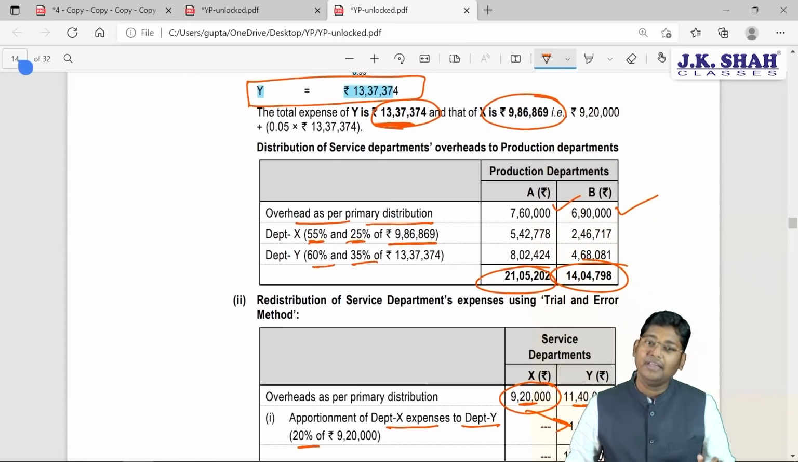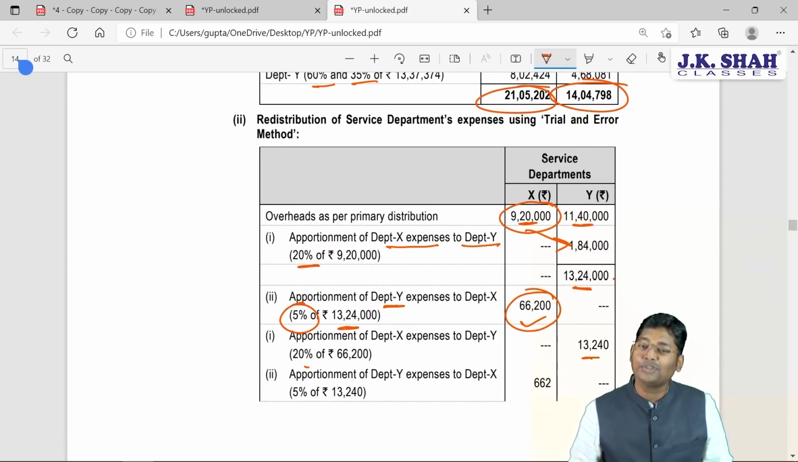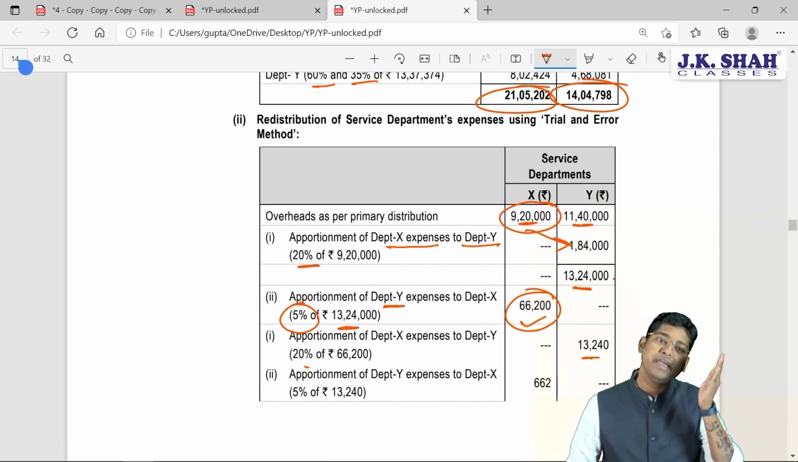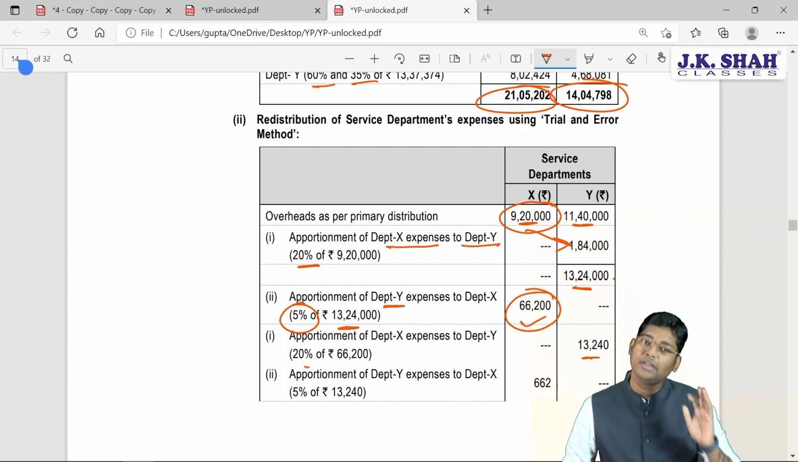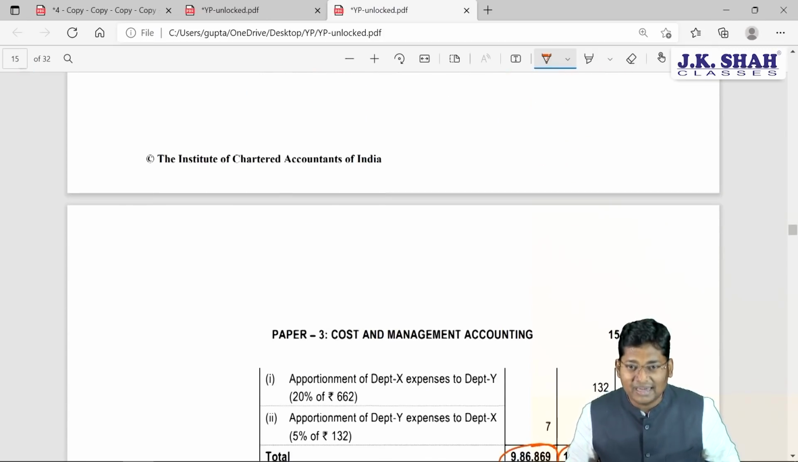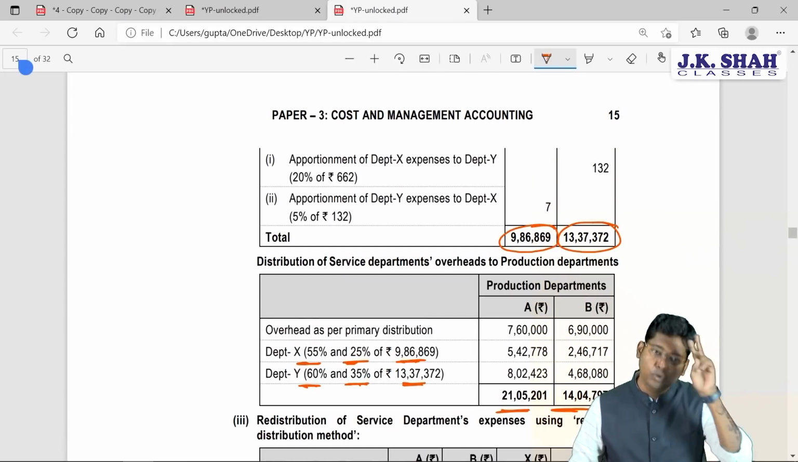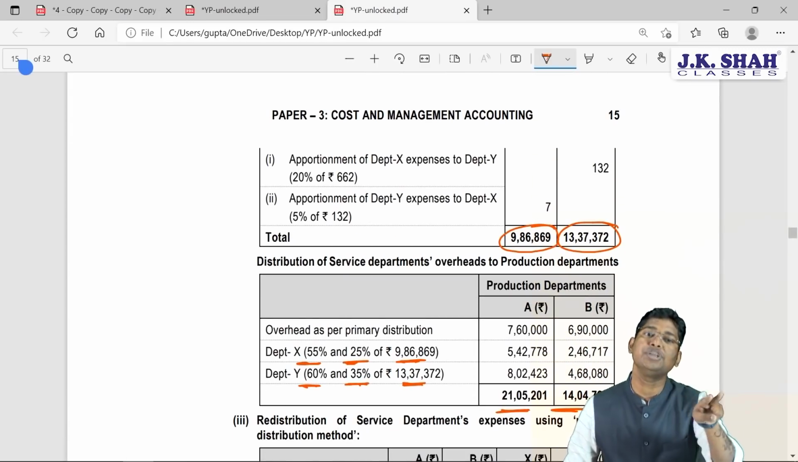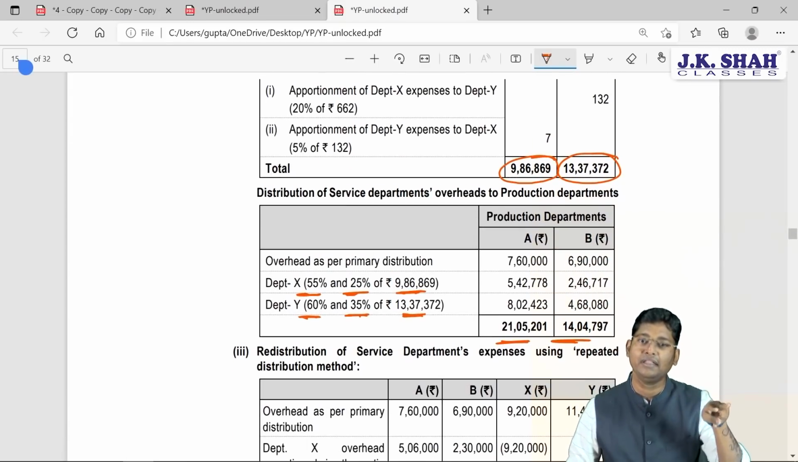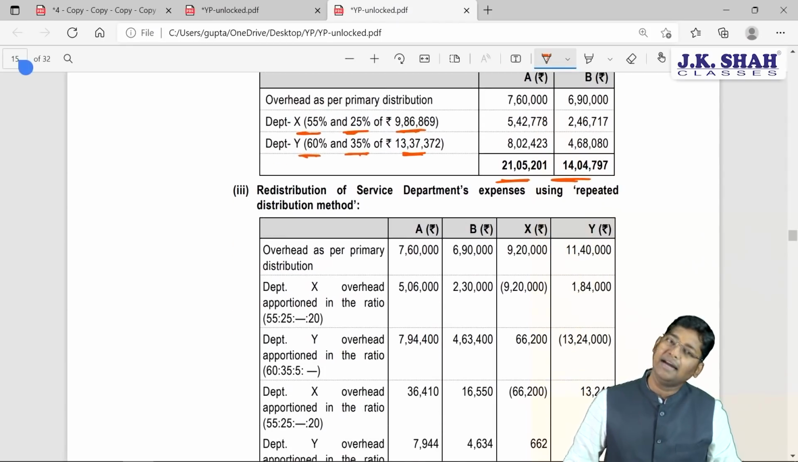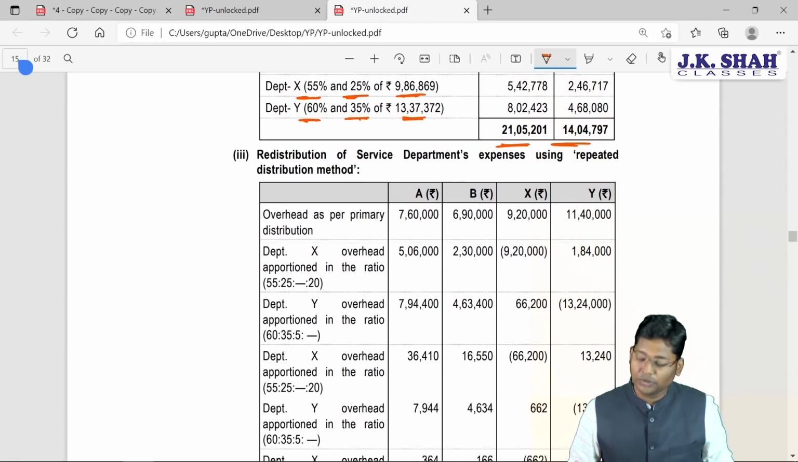Trial and error is the next and new method which we discussed in this particular illustration, where every department's expense you need to calculate according to the given percentage. When these expenses are calculated, you need to take the total, and those totals you have to reapportion between department A and B. They are the production departments. And the last part where repeated distribution is going to take place.